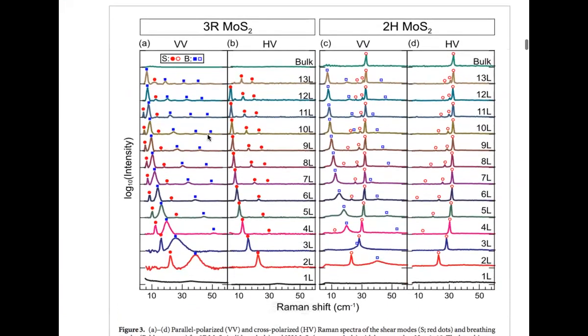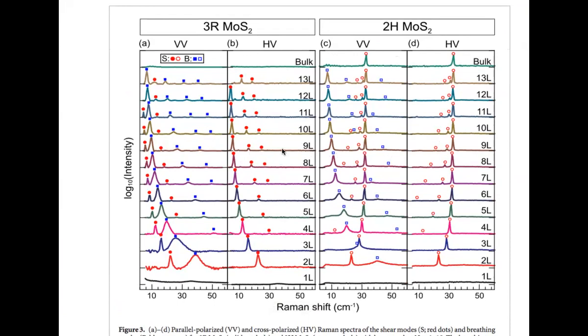This is what we see. If you use XX, VV means copolarized, you're going to see both shear mode and breathing mode. You use the cross one, you only see one. The result is actually the same as 2H. You just do the analysis, it's just the same.